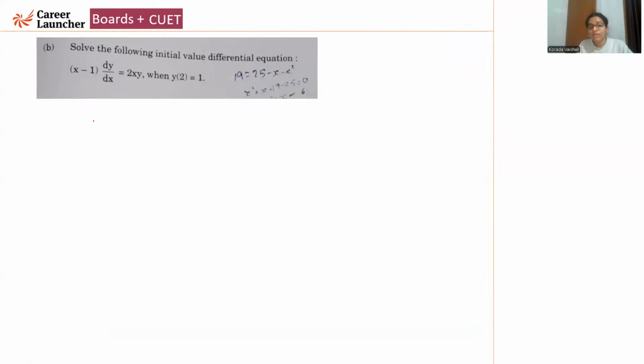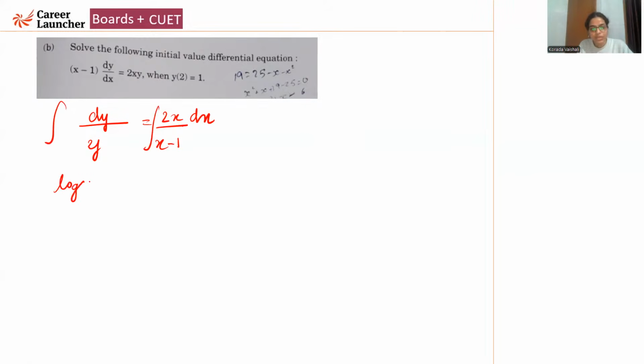So you will apply variable separable here. As per the question, you will get dy by y equal to 2x divided by x minus 1, right? अब इस क्वेश्चन में आपको सॉल्व करना है, सिंप्लीफाई करना है टू गेट द आंसर, राइट? So apply integral both sides.